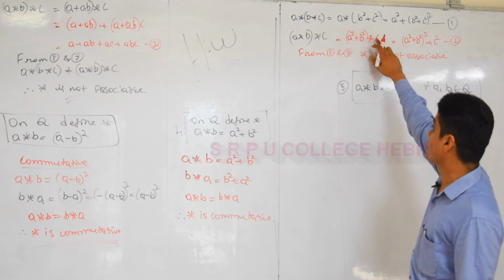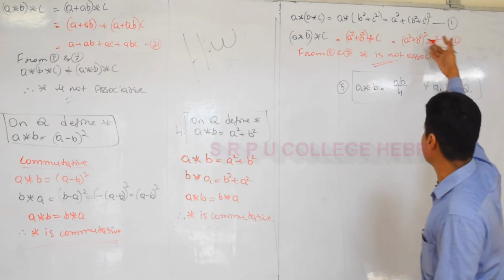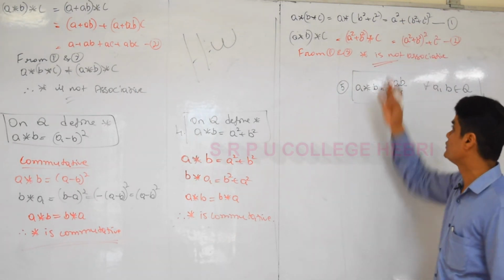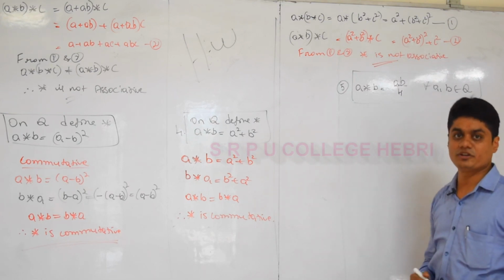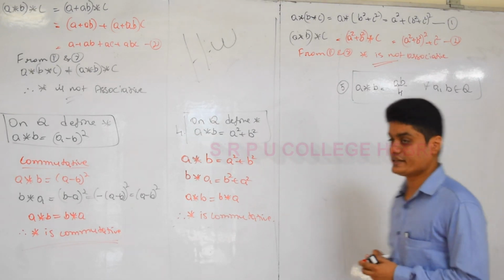So just check this part. If you have any doubt here, take some values for A, B, C and you will come to know. But from an exam point of view, you don't need to do that; you can directly write that star is not associative.